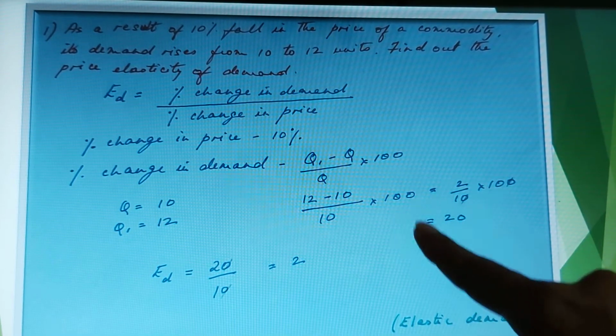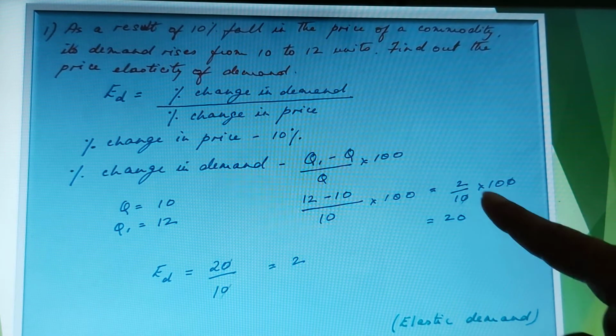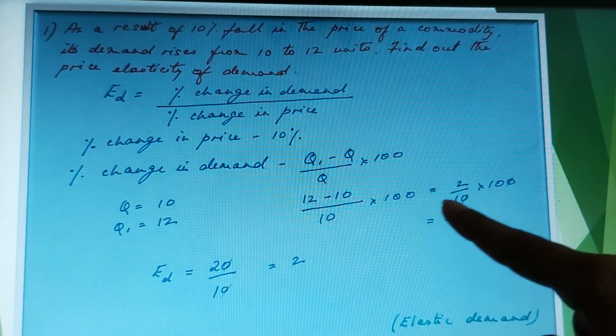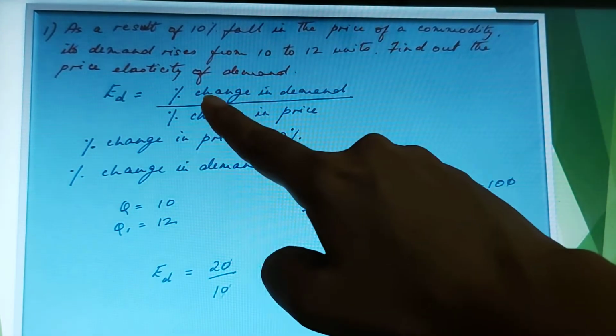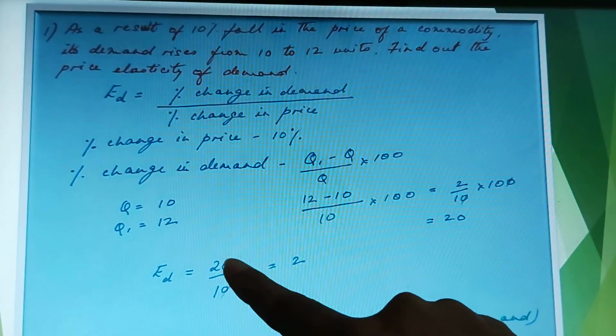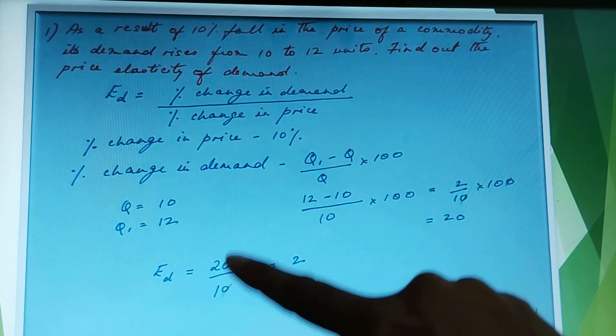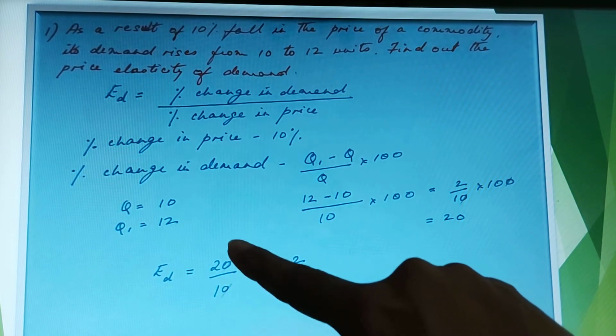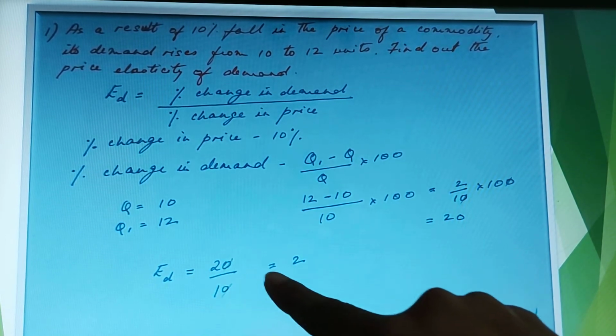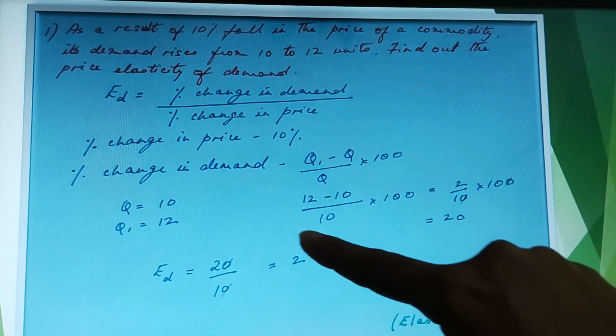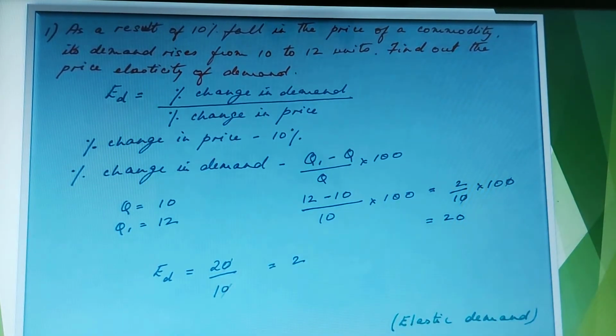Now we've got this. What is this? This is the percentage change in demand. How much is it? 20%. So using this formula, ED is equal to 20, that is the change in demand, upon 10. What is 10? The change in price. So if we calculate this, 20 upon 10 is equal to 2. So what is ED? It is equal to 2. Now remember, anything more than 1, that is more than unity, will be elastic demand. So any answer which is more than 1 will be elastic demand.